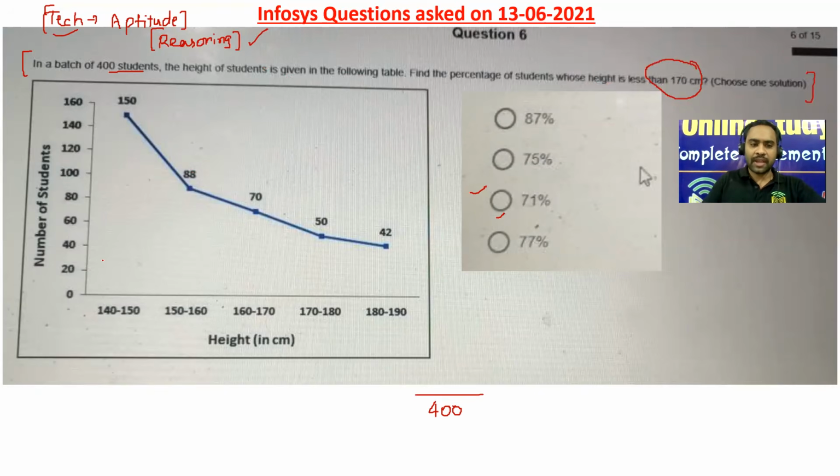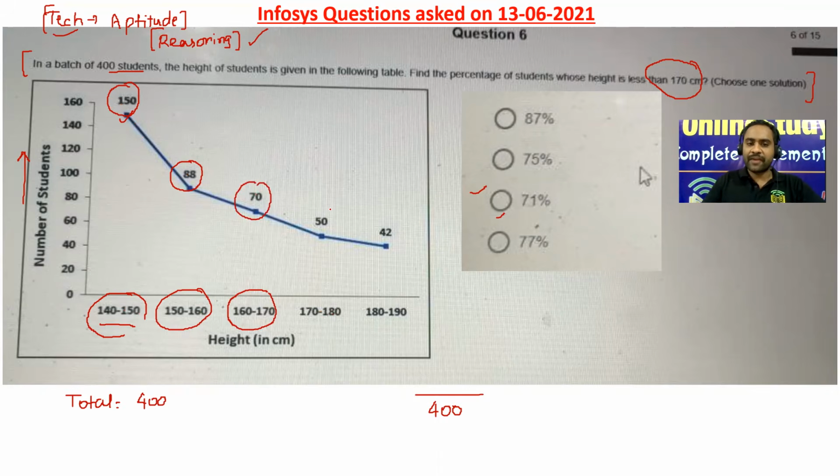Now the total number of students is 400. If you see, for 140 to 150 height, there are a total of 150 students. This is the number of students graph, right? And the one below is height. So from 140 centimeter till 150 centimeter, we have 150 students. 150 to 160 centimeter, we have 88 students. 160 to 170, we have 70 students. 170 to 180, we have 50 students. And 180 to 190, we have 42 students. So find the percentage of students whose height is less than 170 centimeter.